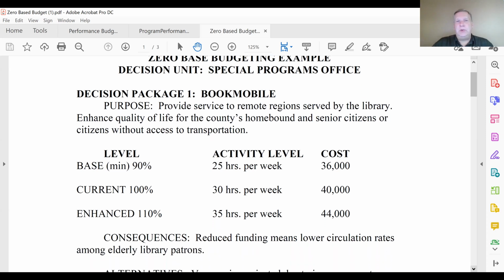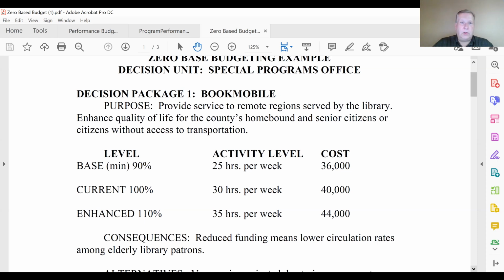And then here are your alternatives. Alternative number 1 is the base level of funding, 90% of what we funded the bookmobile at last year. That 90% funding level would allow us to provide 25 hours per week as our activity level. So the bookmobile could operate for 25 hours per week at a cost of $36,000.